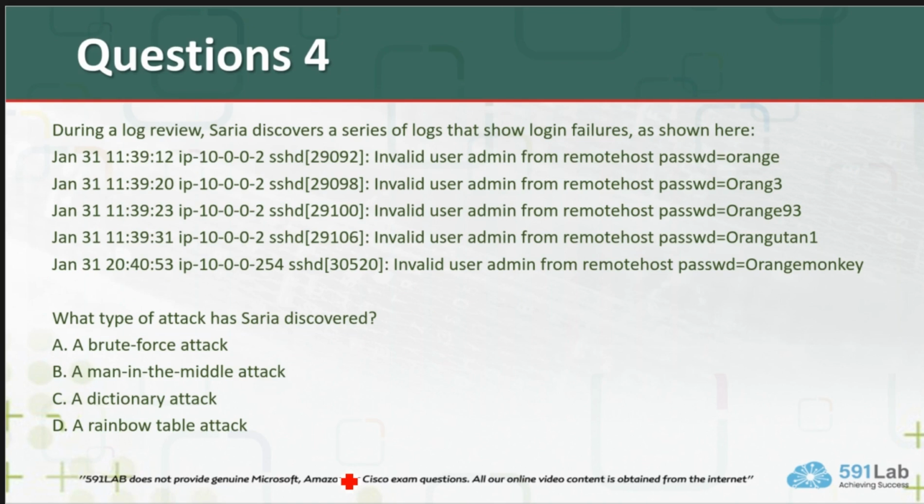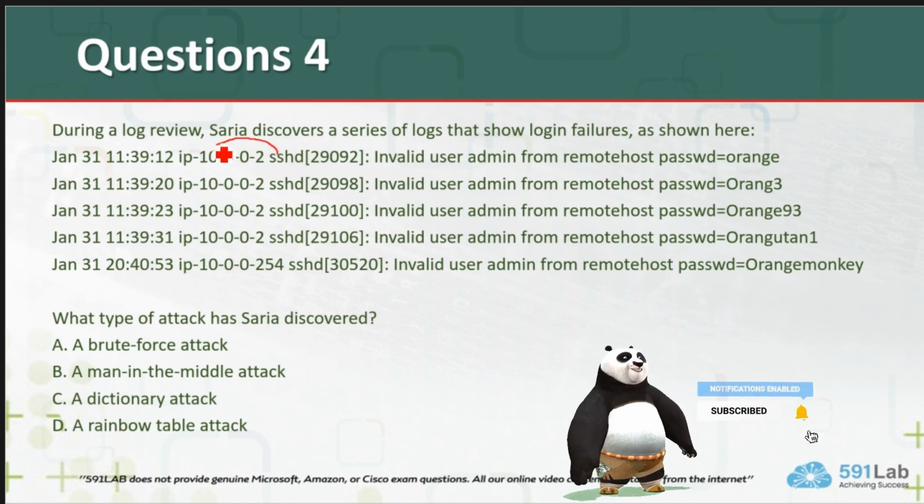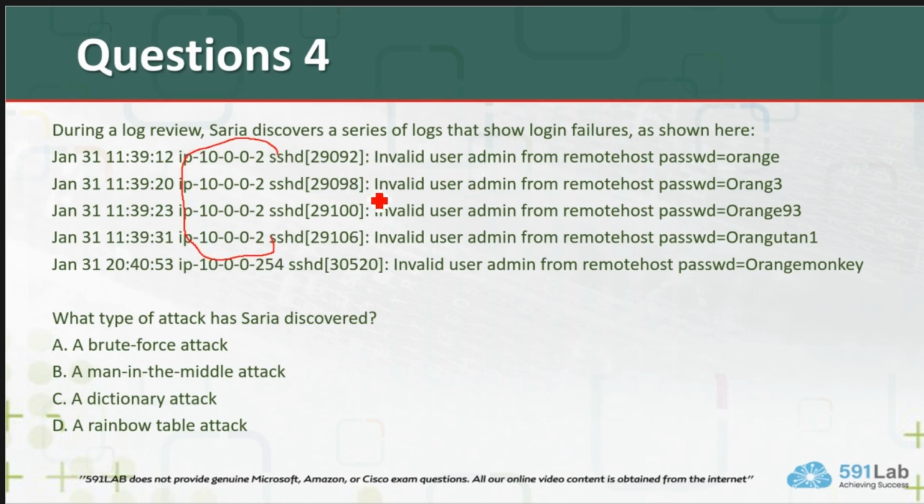During a log review, Salia discovers a series of logs that show login failures, as shown here. As you can see, the logs on Jan 31st show one trial after another. This IP address is trying to log in with SSH, and the passwords they are using are orange 3, orange 93, orangutan 1, orange monkey. So again, this is an invalid user because the passwords are incorrect.